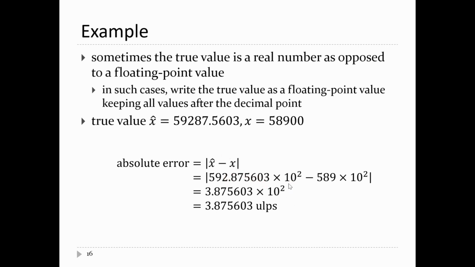Set the exponent. The important part here is getting this exponent right. So the exponent here is times 10 to the 2. Now when you write out your second number, you make sure that you write it out also using 10 to the 2 as the exponent. So that's 589. Take your difference, and that's 3 point something. That exponent is the same as the true value exponent, so that's just the number of ULPs.